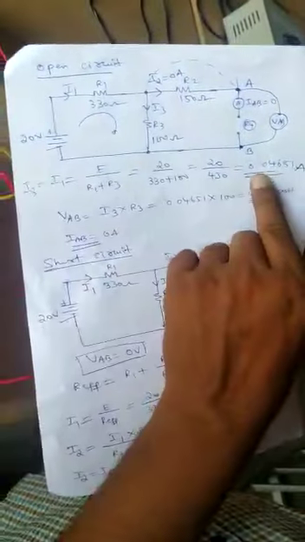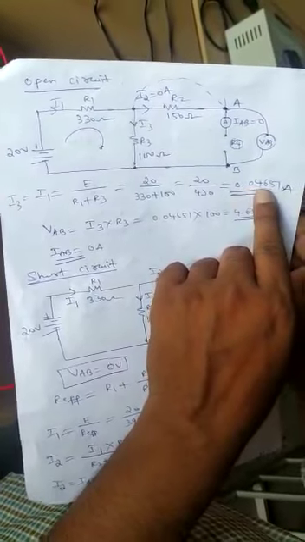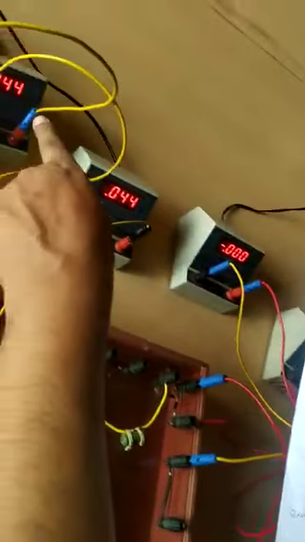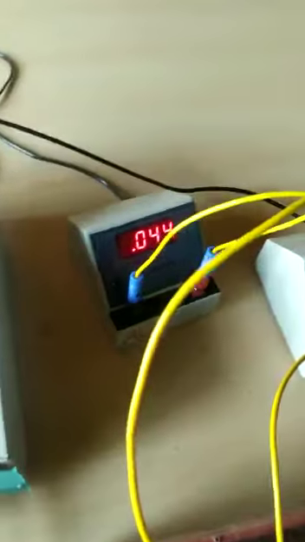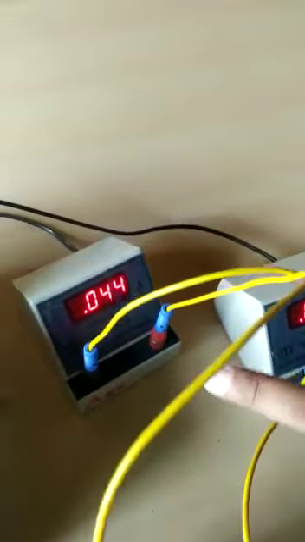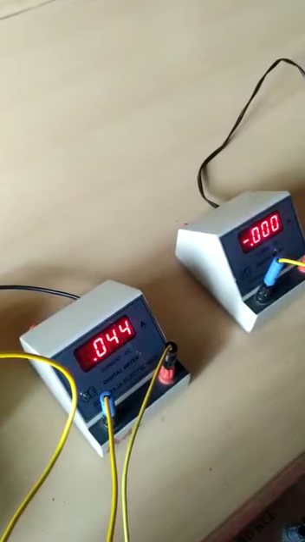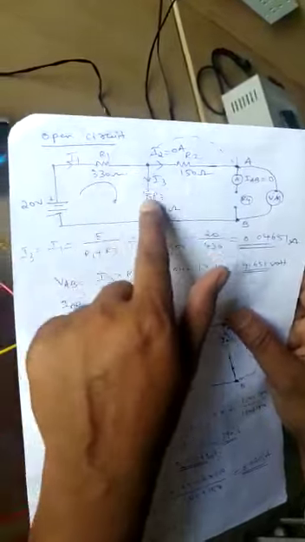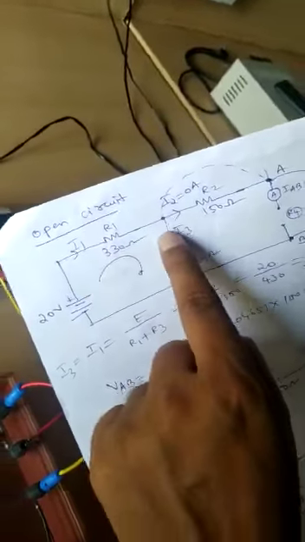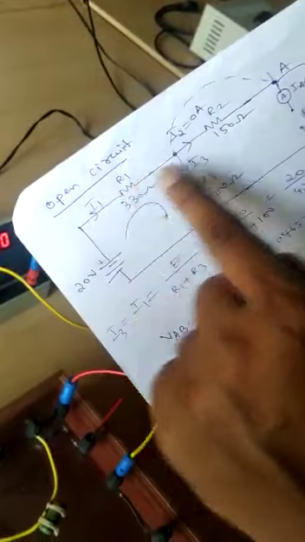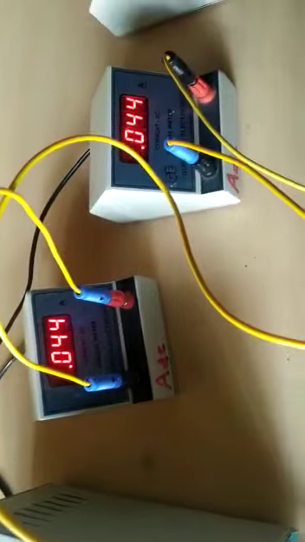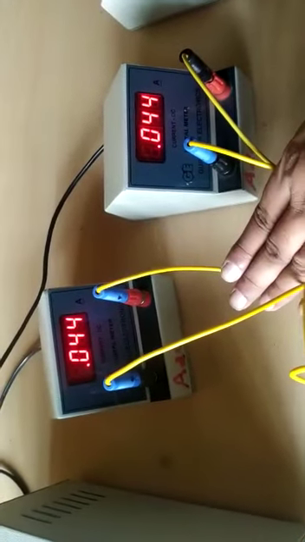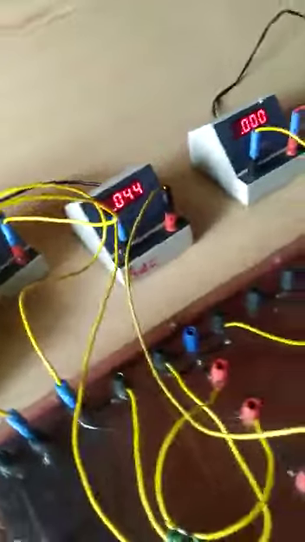In open circuit, for I1 and I3, the theoretical current is 0.046. Practically we are getting 0.044. This is I1 and this is I3. I1 and I3 both give the same reading. Why? See, if it is open, the circuit has only one path. Whatever current comes from here, the same current flows to here. Hence I1 and I3 are the same currents, 0.044. Okay, practical current.